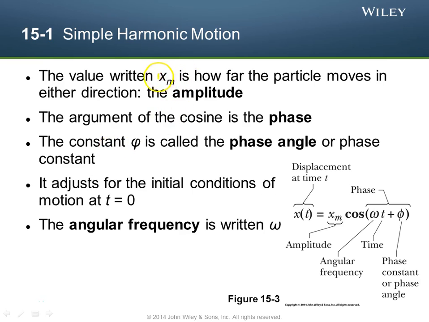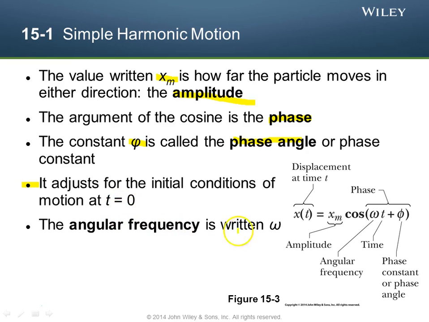In that position function, our coefficient x sub m is our maximum displacement, and we call that the amplitude. The argument of the cosine is the phase. This is what is inside the cosine function. And we have that constant phi, which we call the phase angle or the phase constant. We use this phase constant phi to adjust our starting point based on t equals 0. So maybe we're not starting at our maximum amplitude.